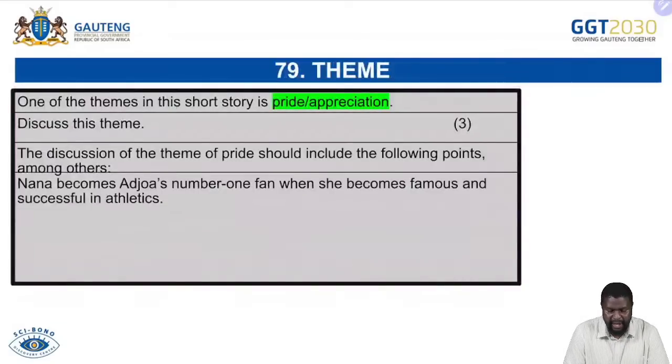She becomes number one fan when Ajwa becomes famous and successful in athletics. Remember the uniform? She pressed it. The trophy that she was carrying. She prepares a school uniform and accompanies her to school and athletic events.